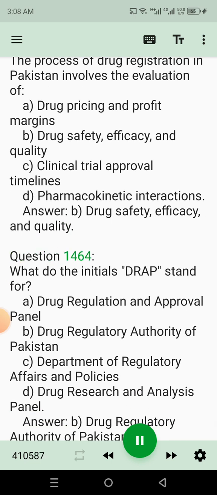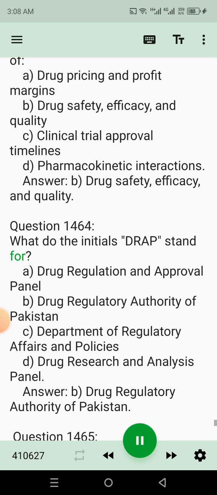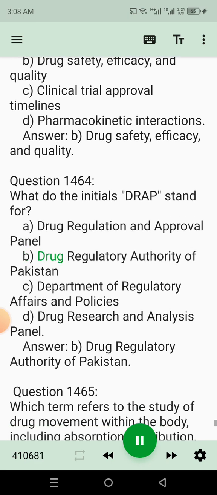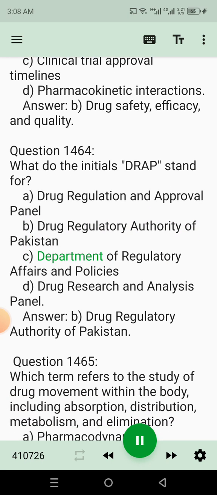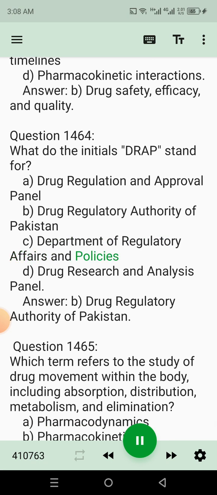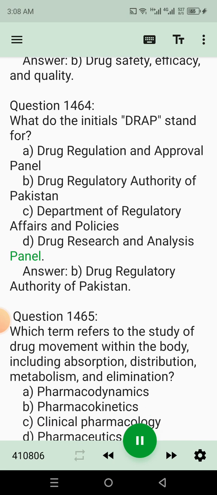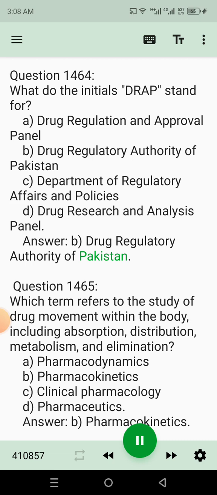Question 1464. What do the initials DRAP stand for? A. Drug Regulation and Approval Panel. B. Drug Regulatory Authority of Pakistan. C. Department of Regulatory Affairs and Policies. D. Drug Research and Analysis Panel. Answer. B. Drug Regulatory Authority of Pakistan.